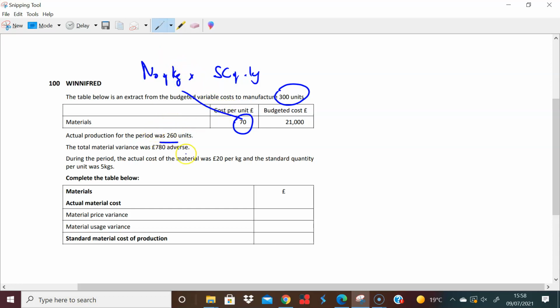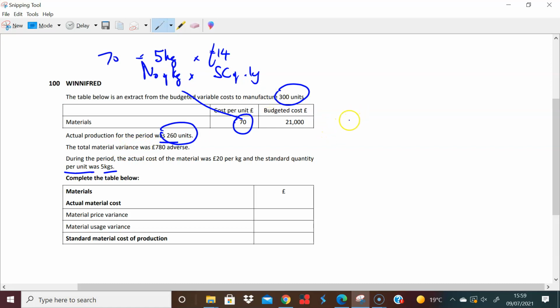It says here that the standard quantity per unit is 5 kilograms to make a unit. So if you're expecting to use 5 kilograms to make a unit, it means that the standard cost, if 70 is equal to 5 times 14, so the standard cost of a kilogram is £14. That's how we arrive at this 70, and I get this information from this standard over here. This is the actual cost, which we'll come to use. But we're dealing with 260 units, so that's the first thing to recognize.